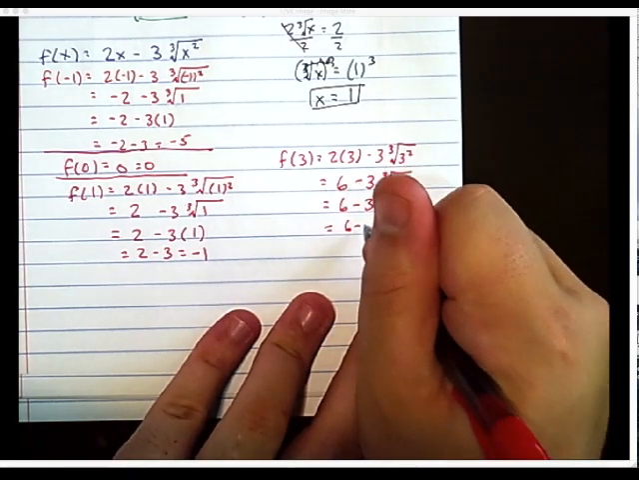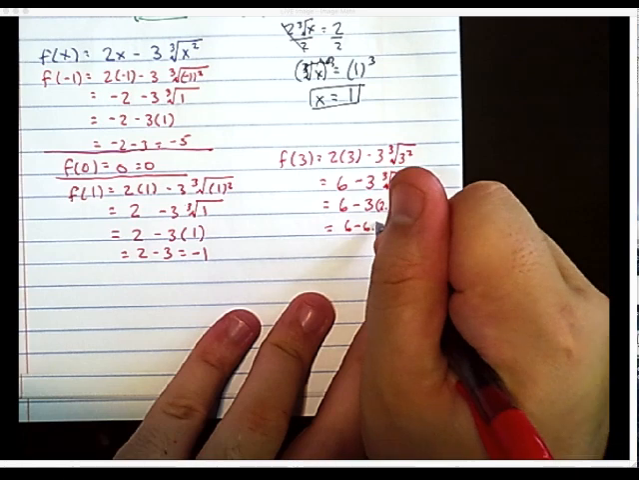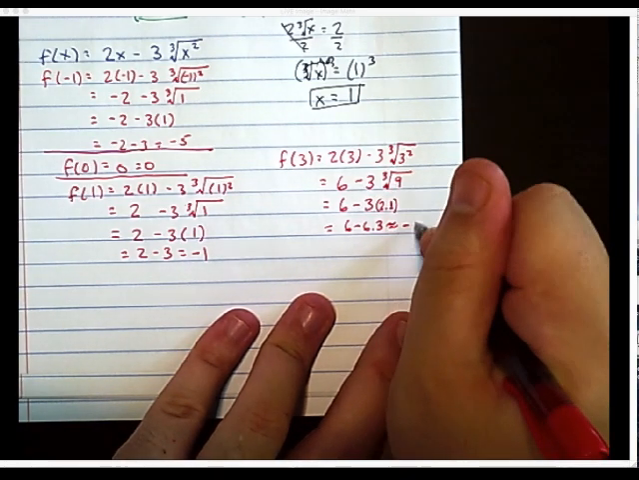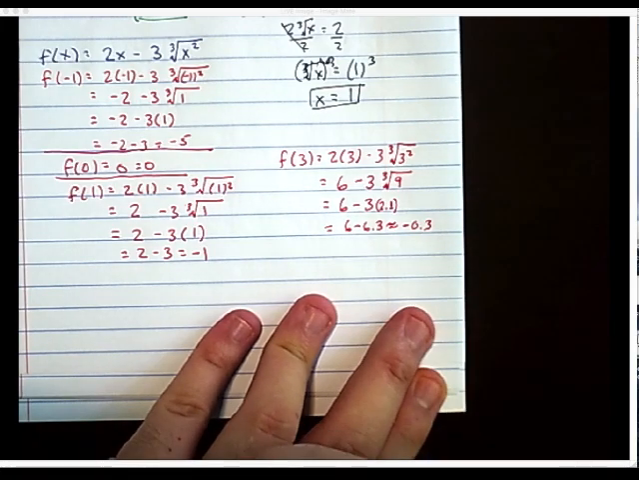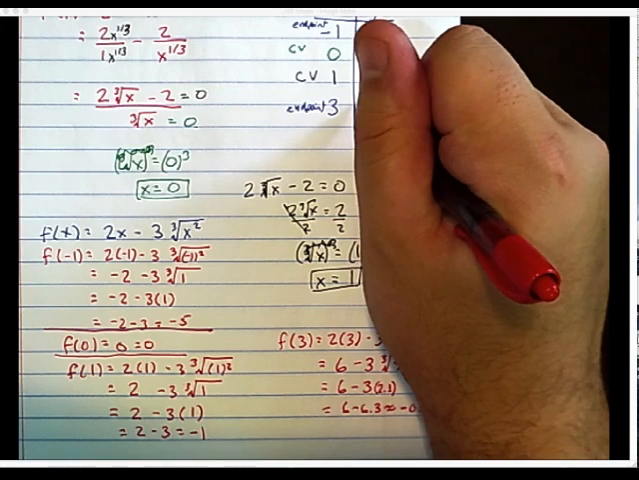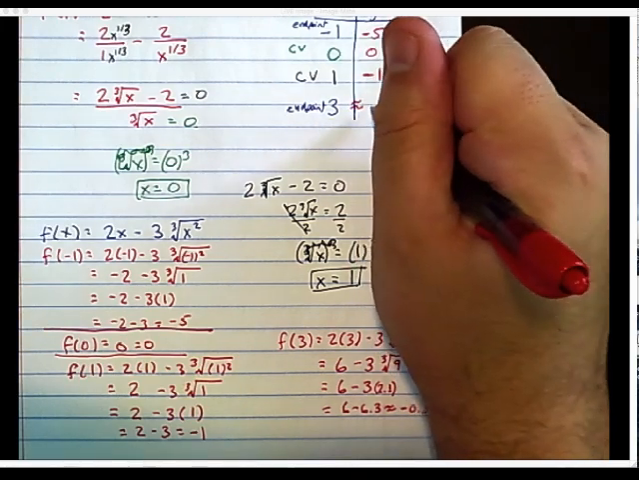3 times 2 is 6. 3 times 0.1 is 0.3. So this is going to equal approximately negative 0.3.